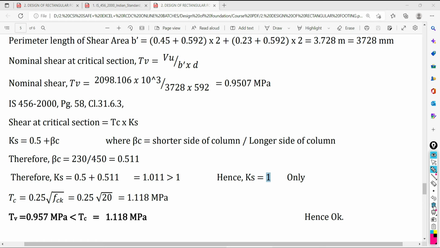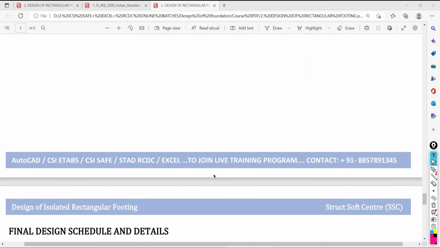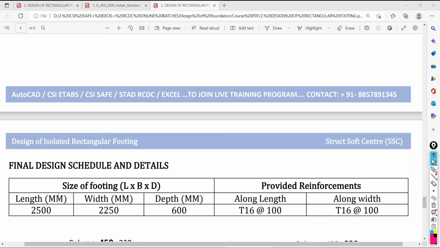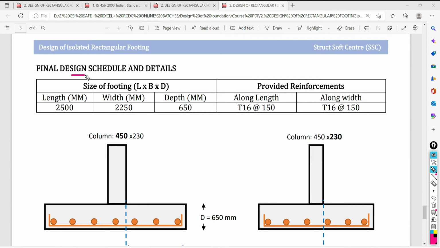So after complete design of the foundation, you need to go for the scheduling. What does this scheduling mean? Scheduling means summary of your design result, the final designed schedule and details. The length of the footing we have provided as 2500 mm. The width of the footing we have provided as 2250 mm. The depth of the footing we have provided as 650 mm as overall depth. The reinforcement along the length and width of the footing we have provided as 16 mm dia at a spacing of 150 mm center to center. So this is called scheduling of your design result.